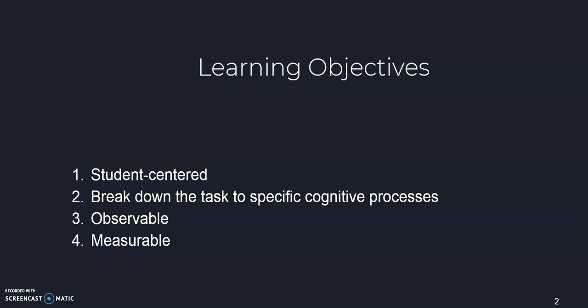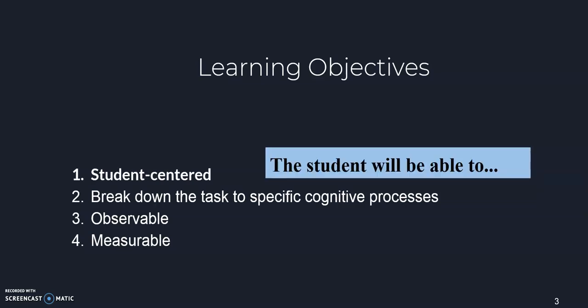The first is that the learning objectives should be student-centered. They should break down the task to specific cognitive processes. They should be observable, and they should be measurable. Let's take each one in turn. So, learning objectives should be student-centered.